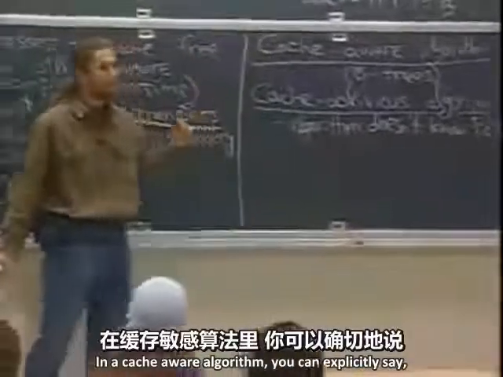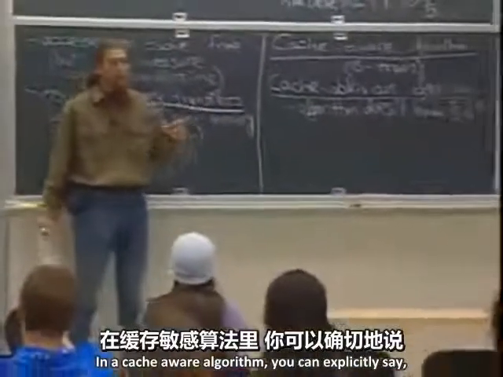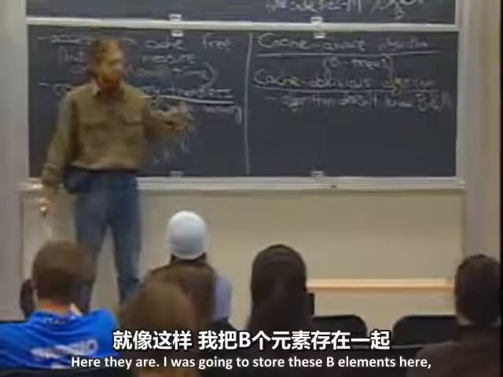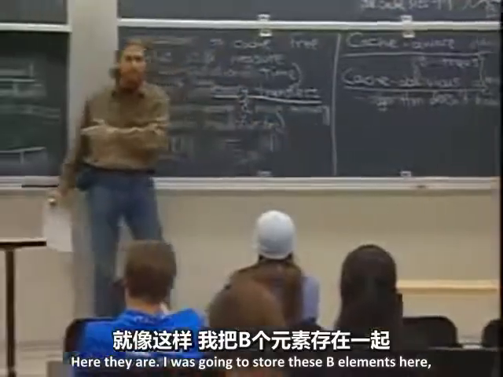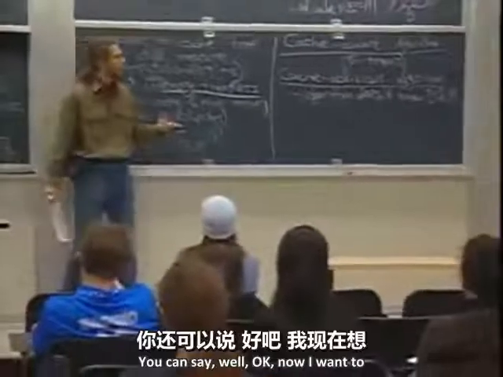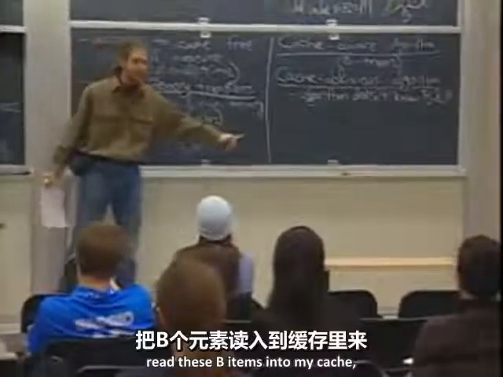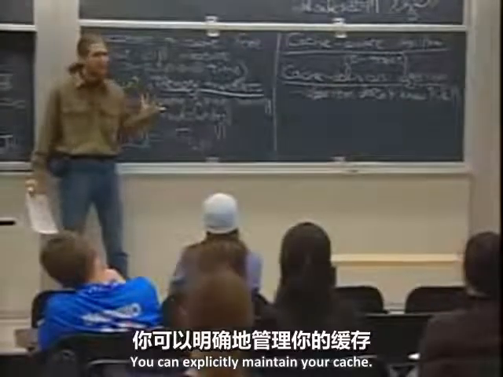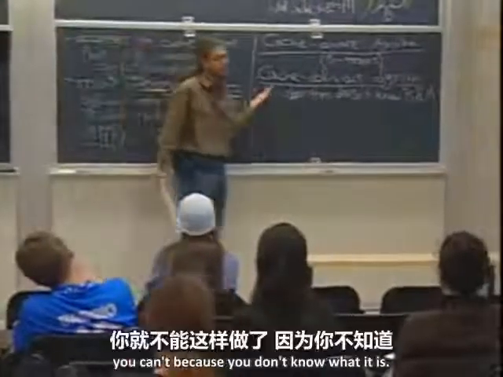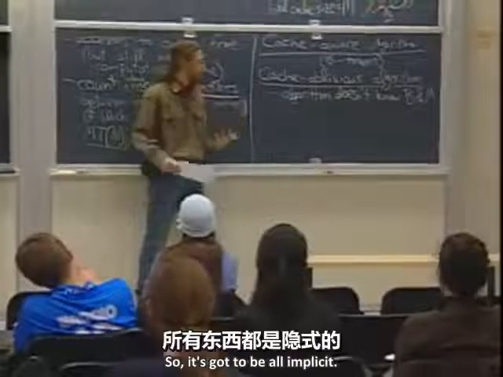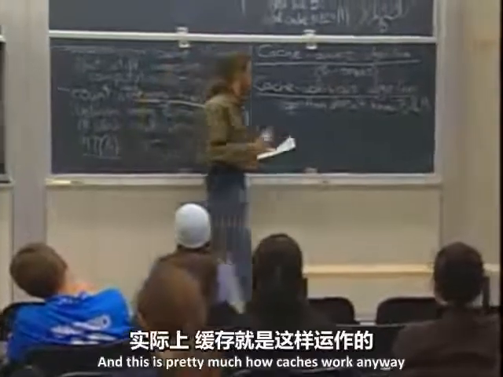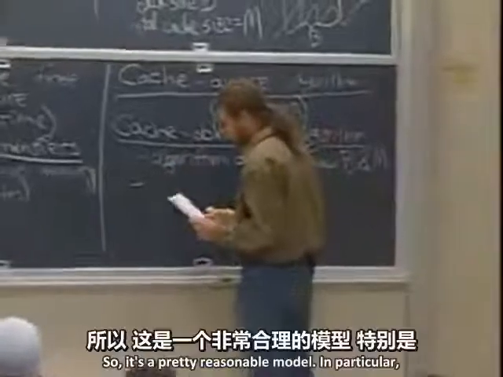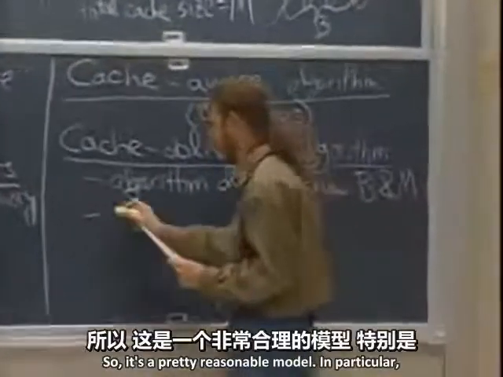In a cache-aware algorithm, you can explicitly say, okay, I'm blocking my memory into chunks of size B. Here they are. I'm going to store these B elements here, these B elements here. Because you know B, you can do that. You can say, well, now I want to read these B items into my cache and then write out these ones over here. You can explicitly maintain your cache. With cache-oblivious algorithms, you can't because you don't know what it is. So it's got to be all implicit. And this is pretty much how caches work anyway, except for disk. So it's a pretty reasonable model.